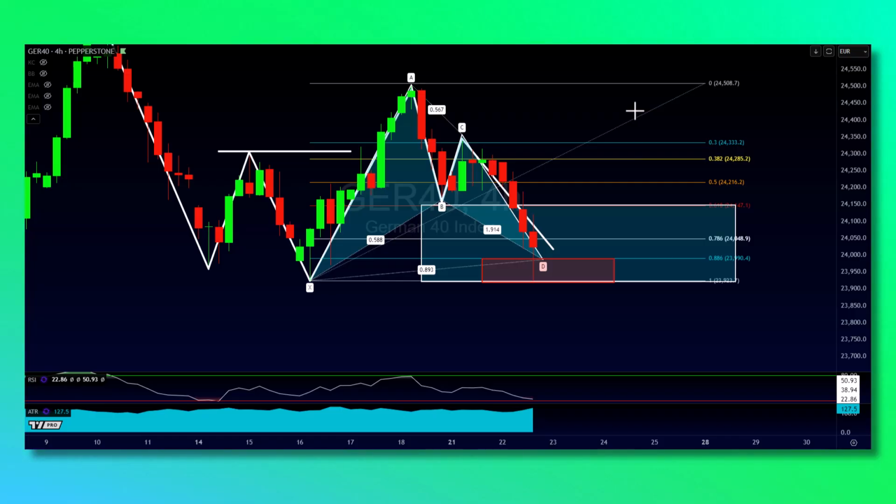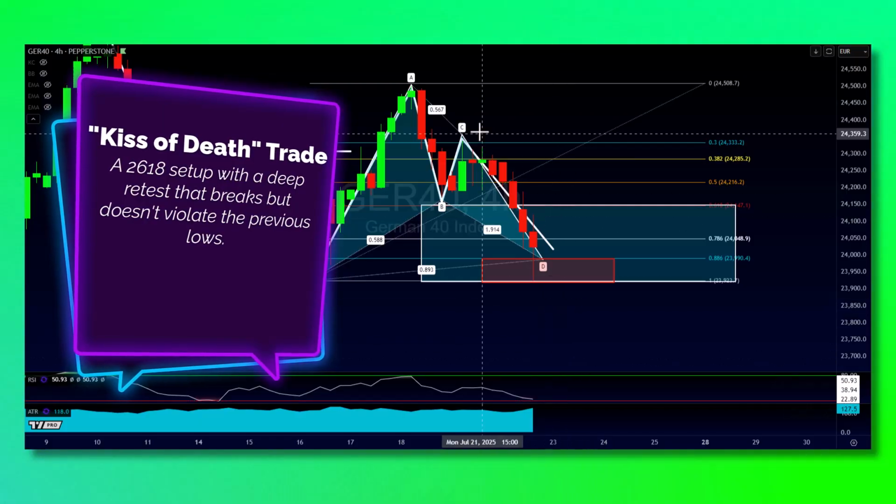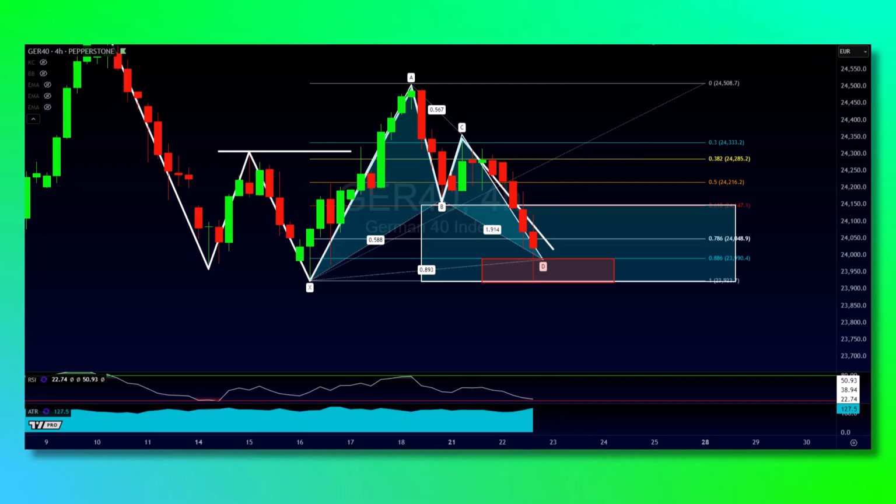But secondly, this may turn into what's called a kiss of death. And a kiss of death is pretty much a really deep 2618 retracement where we see price action not only test the lows of that double bottom, but probe it and then give us a pin bar type of close where price action closes something like this.